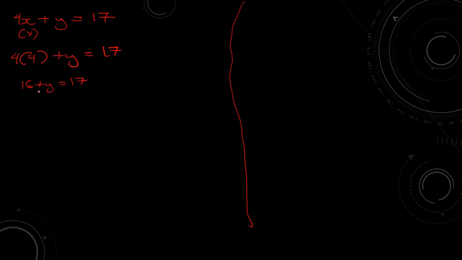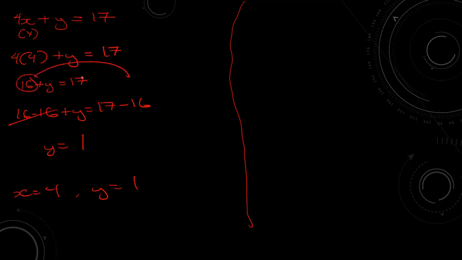So I'll subtract 16 from both sides. 16 minus 16 plus y equals 17 minus 16. This cancels out. y equals 17 minus 16, which is 1. So x is 4, y is 1. Subtract 16 from both sides or move 16 to the other side, it's the same thing.